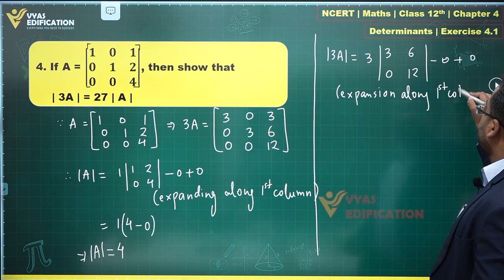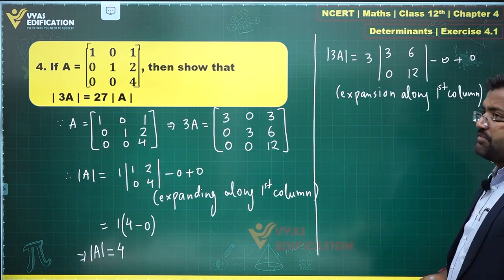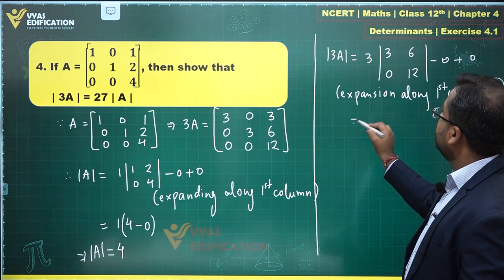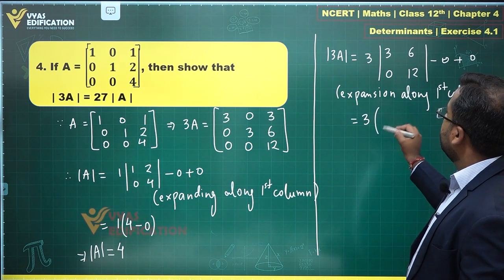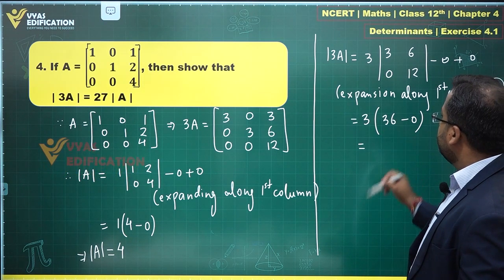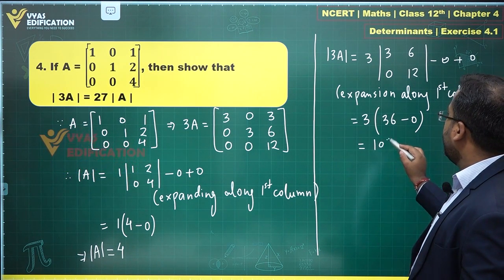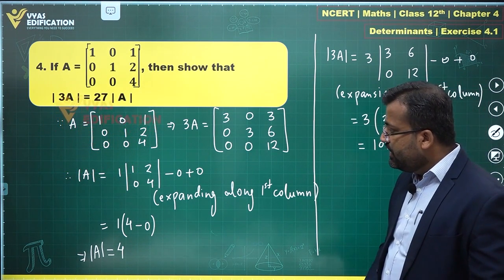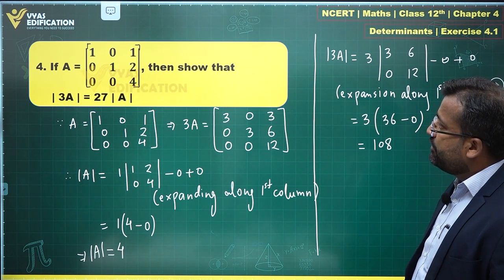First column. That's what we have done. Expansion along the first column will give us this. This is 3, which is okay. Therefore, this becomes 36 minus 0. What does that become? This becomes 108. Okay. And what do we know about 108? Can you please help me with that?